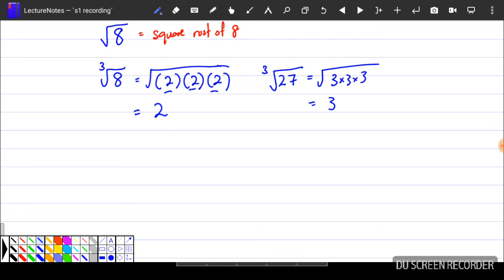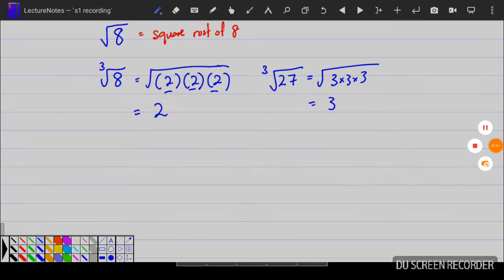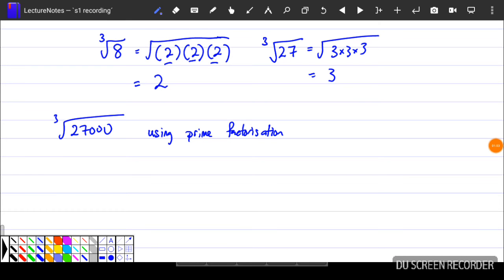Now, fast forward a bit. Questions will probably ask you for a cube root using prime factorization. So let's take a number to study. Say, for example, I want to find the cube root of 27,000 using prime factorization. Same thing, I will take 27,000 and divide by 2, and it goes until I get 1. Now fast forward a bit, I know this is 2 cube times 3 cube times 5 cube.